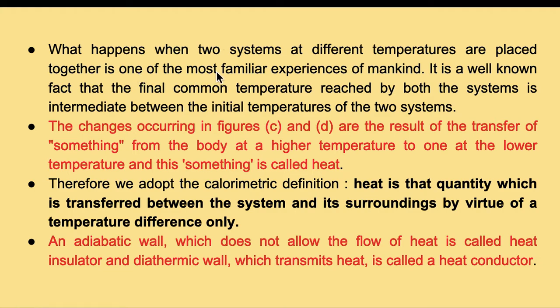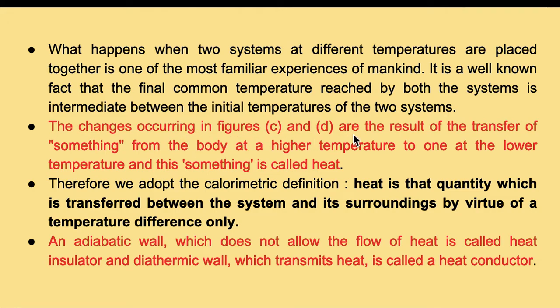So what happens when two systems at different temperatures are placed together is one of the most familiar experiences of mankind. It is well known that the final common temperature reached by both systems is intermediate between the initial temperatures of the two systems. One will be at the higher temperature, the other at the lower temperature. As you know, when they are kept in contact, they will reach an intermediate temperature.